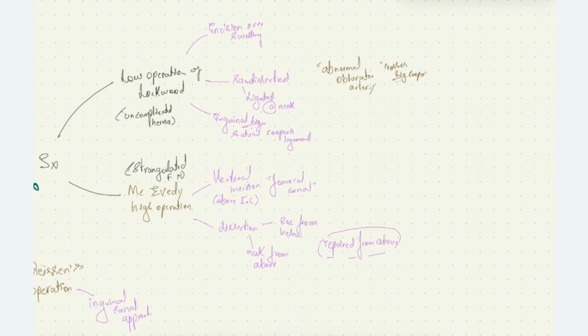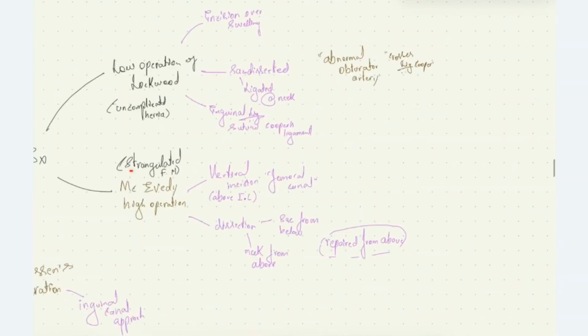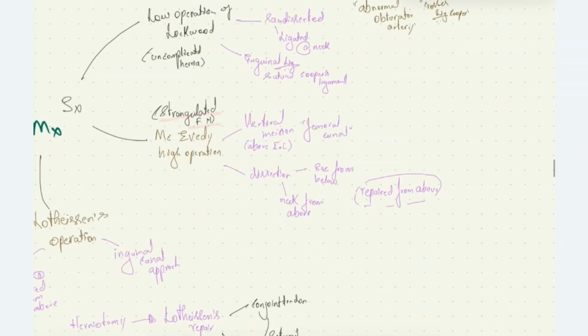If we have a strangulated femoral hernia, we can't perform the low operation of Lockwood, because we are going from below. While going from below, the gangrenous bowel, we can't see it fully, and we can push it, or the full visualization of the contents of the hernia is not possible in Lockwood operation. So we'll perform McEvedy's high operation in case of strangulated femoral hernia.